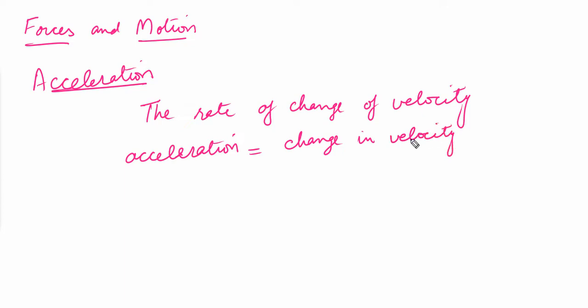And there are two types of acceleration, basically average acceleration and instantaneous acceleration. In the average acceleration, we take the initial velocity and the final velocity, that will be called the change in velocity over time.